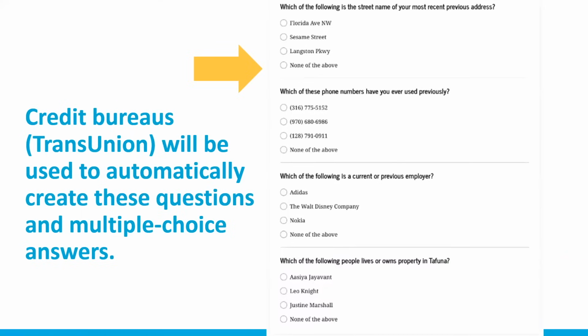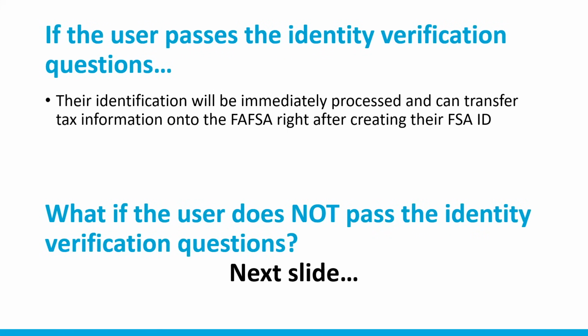For users who successfully pass the identity verification questions, their identity will be processed immediately. This allows the parent to transfer tax information onto the FAFSA instantly, eliminating the typical 1 to 3 business days waiting period for identity verification processing.